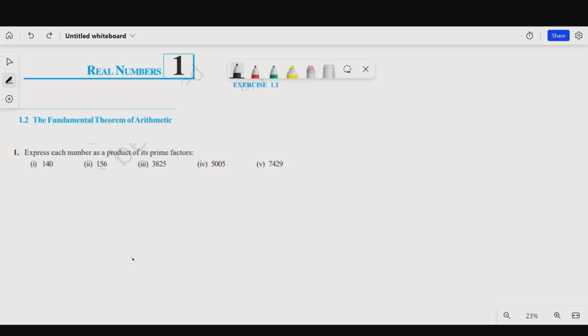Exercise 1.1, question number 1. Express each number as a product of its prime factors. So question number 1 is 140. Let's express 140 as a product of prime factors.